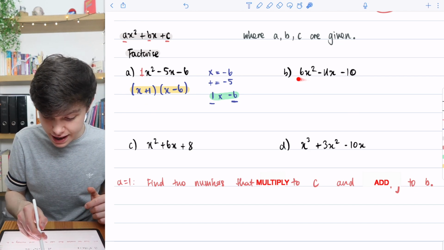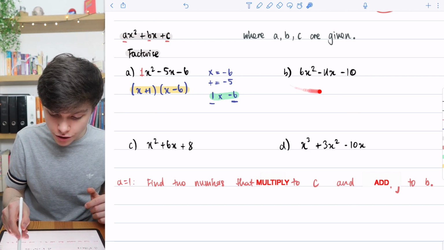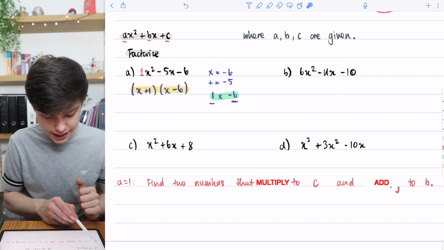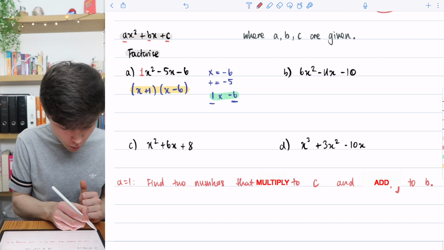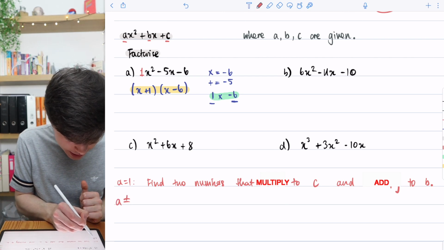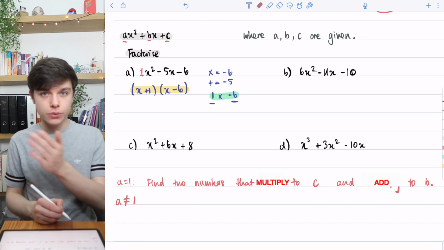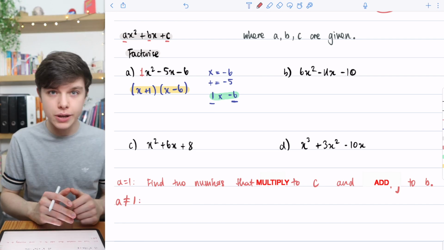Let's have a look at this example here. This one differs slightly. We need to manipulate our statement down here when a does not equal 1, so I'll write equals with a slash through, that means does not equal.